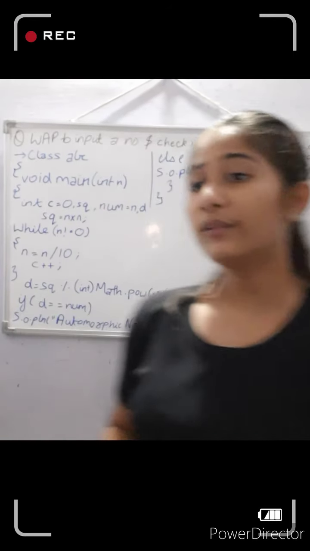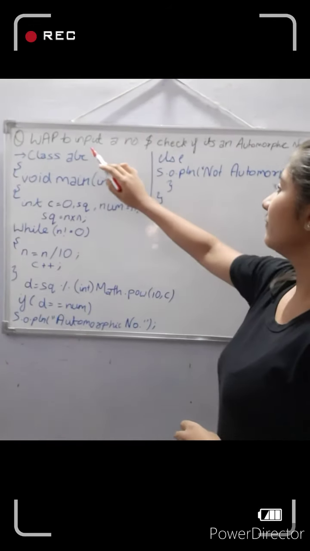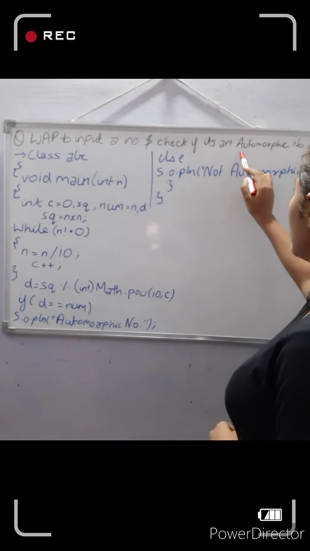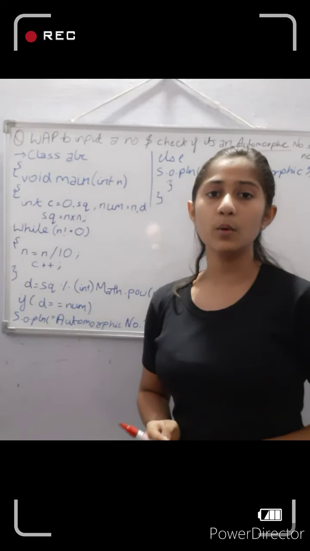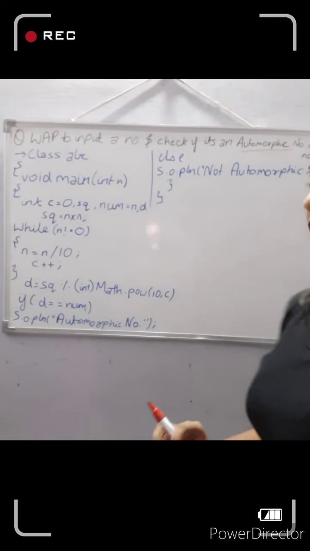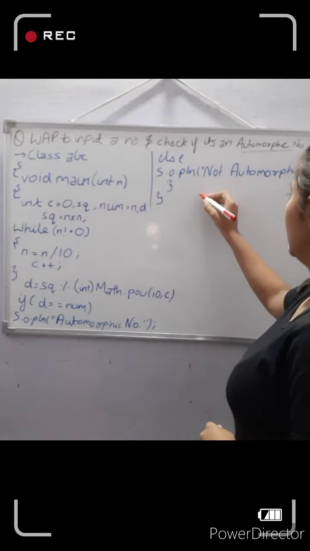So in today's video, we are going to study the program WAP to input a number and check if it's an automorphic number or not using while loop. So firstly, we should know what is an automorphic number. And for that, we are going to take an example.